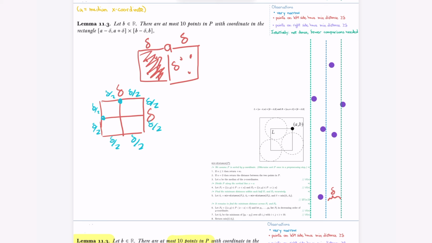Sorry? So it should be like root of delta over 2 squared plus delta over 2 squared. Did I do that right? And so you're going to get something like square root of 1/2 delta squared. Did I do that right? There's 2 1/4s. And this is less than delta because of that 1/2. I think that works.